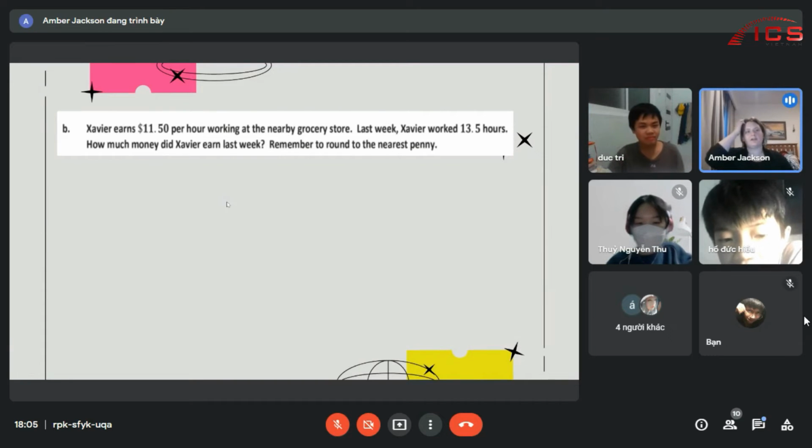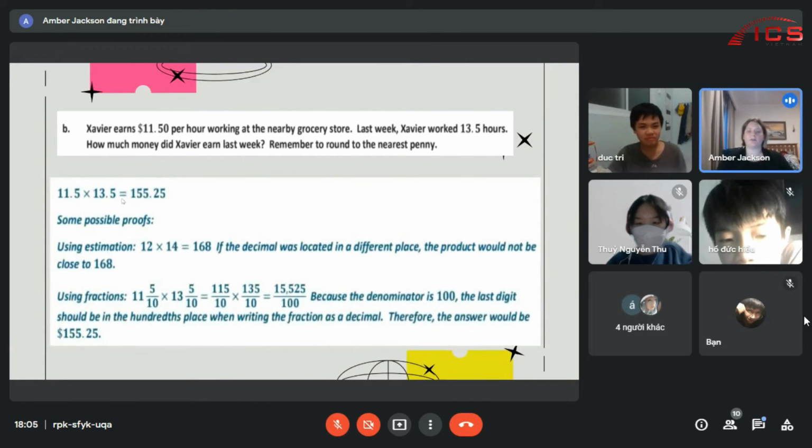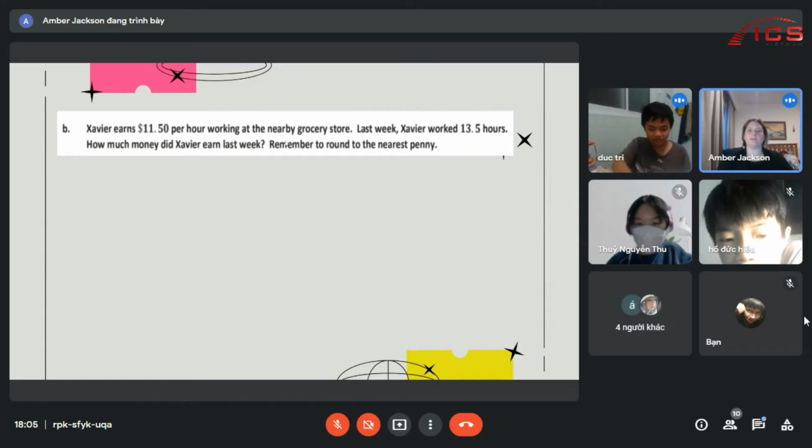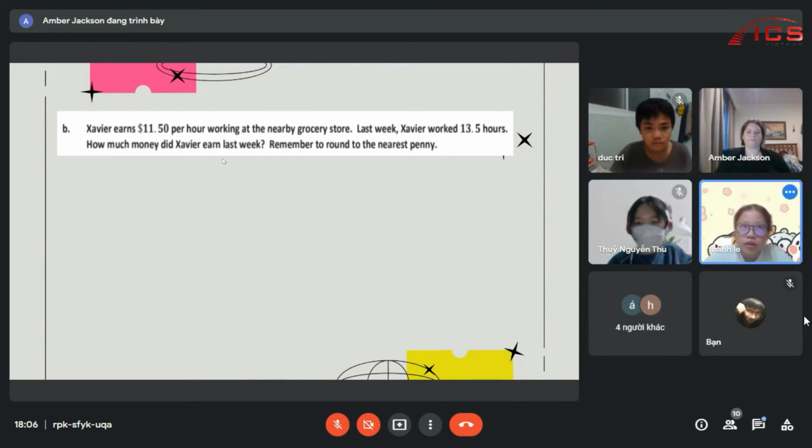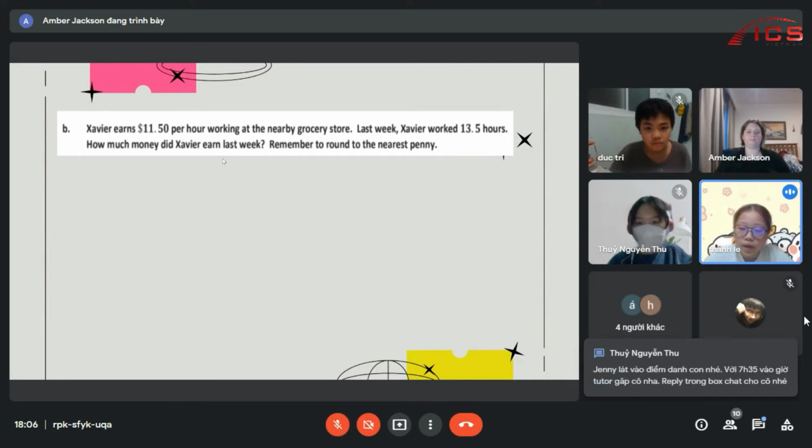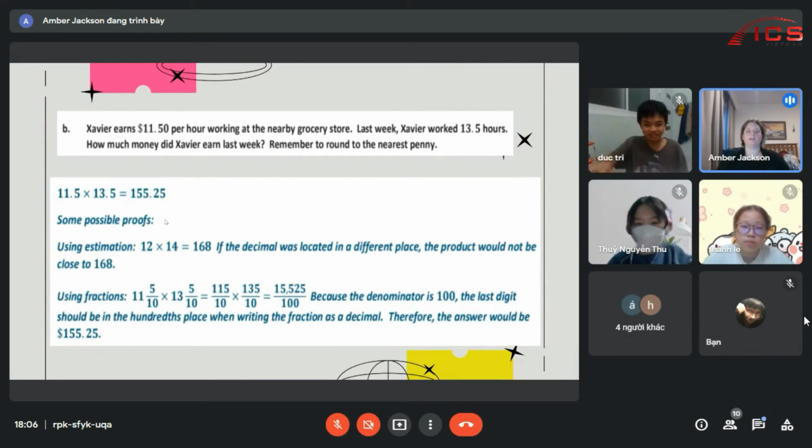All right, so Xavier earns $11.50 per hour working at the nearby grocery store. Last week, Xavier worked 13.5 hours. So, Bao-Am, can you figure out how much money Xavier earned last week? It's near to 161. So that's very good.